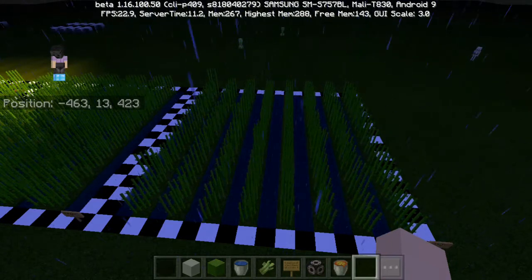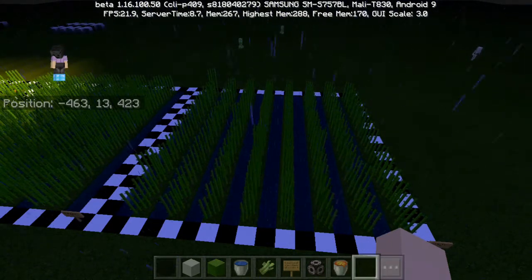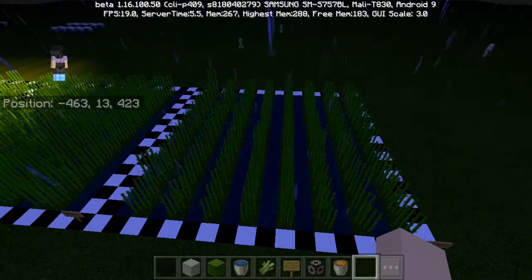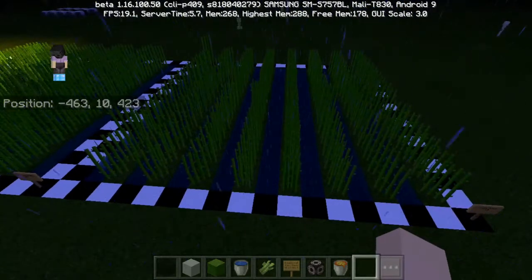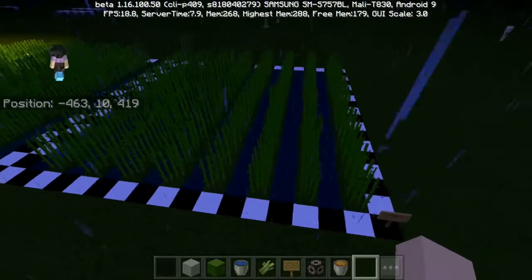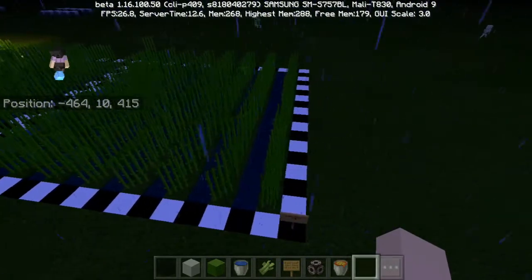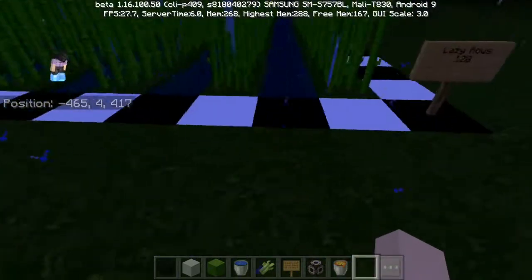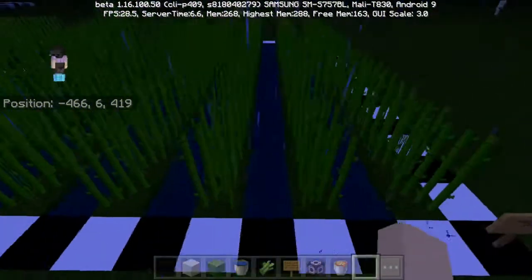Hello, I'm JSD, and welcome to my manual sugarcane farm tutorial, basically, on the most efficient designs. And let's start out with the noobs, what they do first. I call the lazy rows.